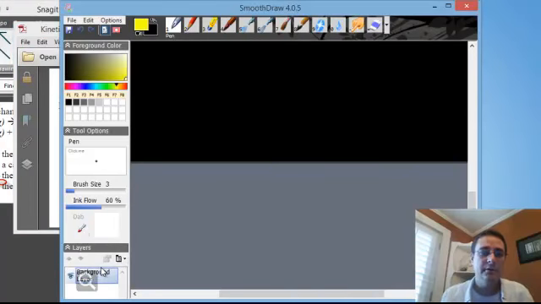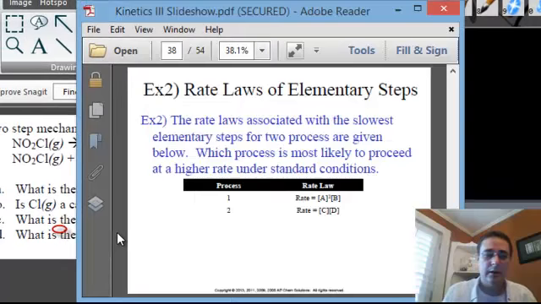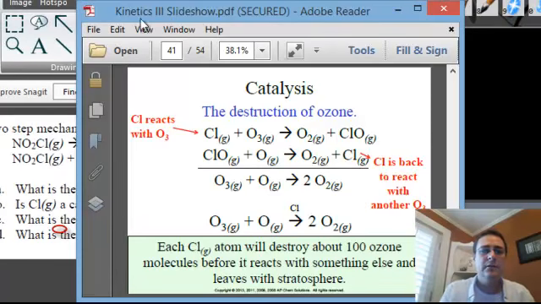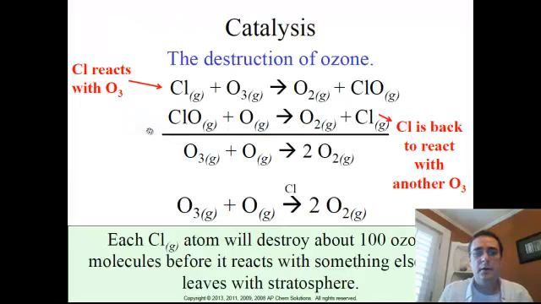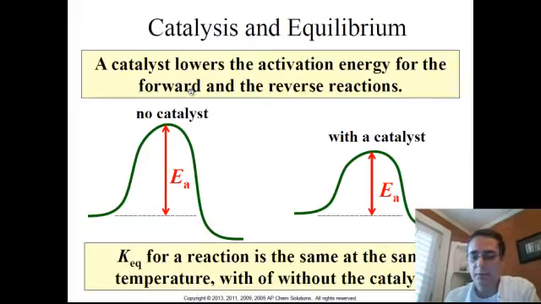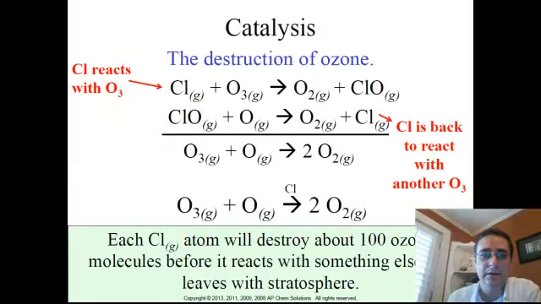So I'm going to use this slide here to show you an example of a catalyst. Take a look at this equation on this slide. This is the equation for the destruction of ozone. So O3 is ozone, and you might know about these things called chlorofluorocarbons, which the issue with those is that they actually release chlorine atoms into the atmosphere.